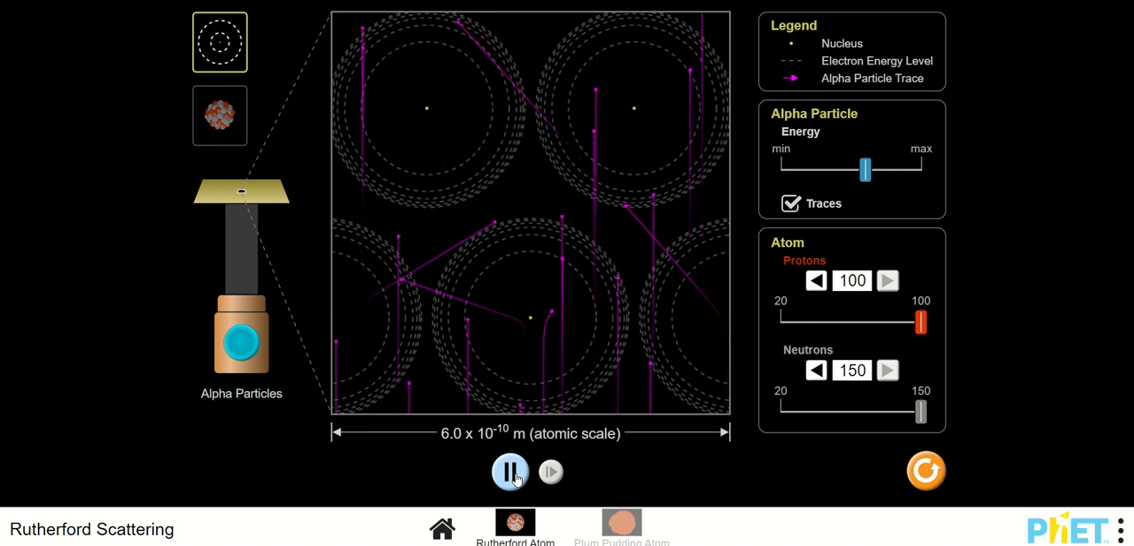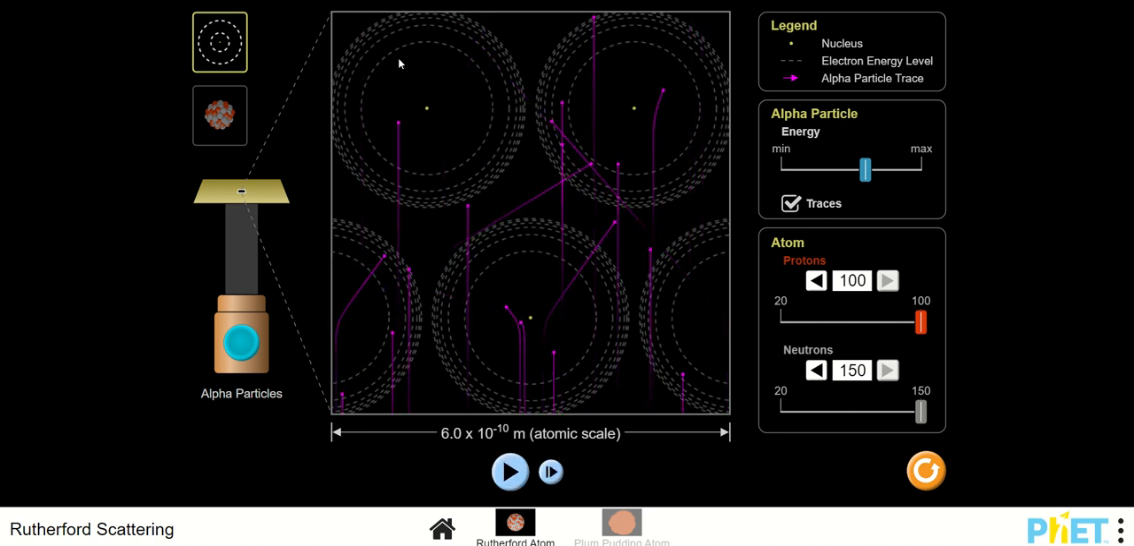So based on this experiment, the actual result is what you see with the Rutherford atom. That's what actually happened. Most of the particles get through, but there are a few that when they encounter this central structure that we call the nucleus, they get repelled or deflected. This was a really surprising result.